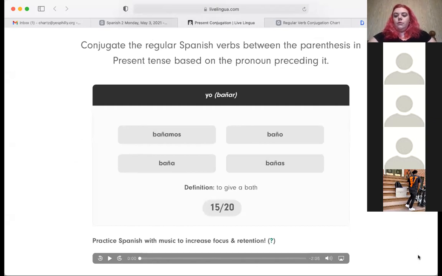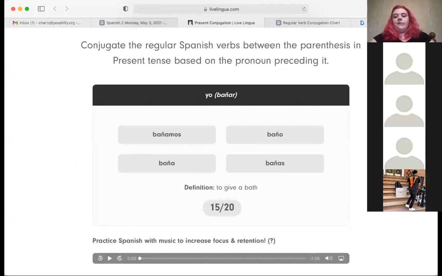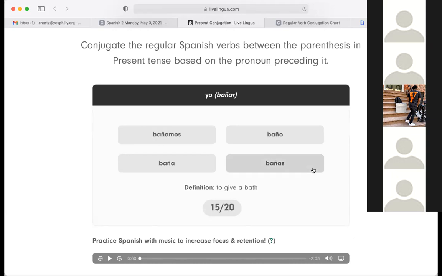So for this next one, I see a couple more people are coming in. Let me just write down who's here. Oh, I see that there's somebody here that just says iPhone, and I was like, I don't know who that is. Okay.